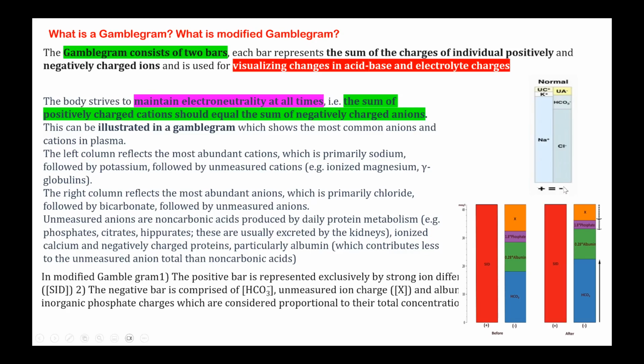And you can see always positive charges should be equal to negative charges in the body. So adjustments will take place accordingly. If you have excessive positive charge, it will compensate by increasing the negative charge or reducing the positive charge. So that is the importance of this Gamblegram. And the Stewart approach.